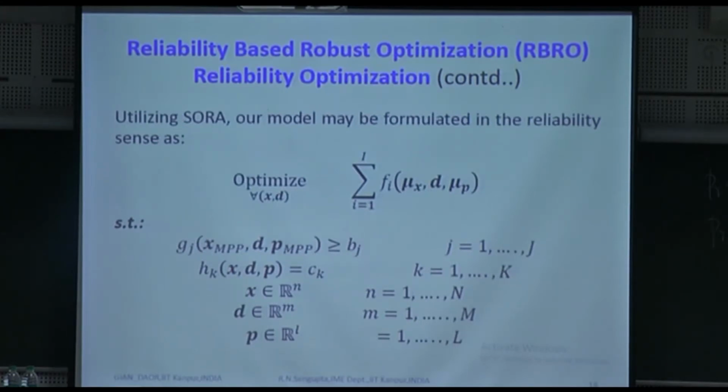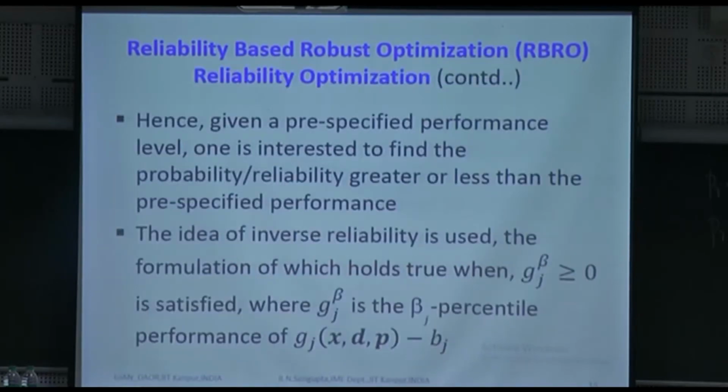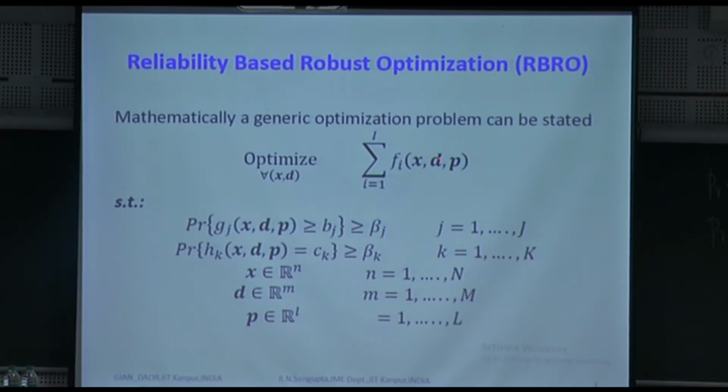Now, how you start out the problem is this. If you remember the initial problem, I'll note down where the changes are. In the initial problem, X is probabilistic, D is deterministic, and P is the set of parameters which are external, which are also probabilistic. So obviously X and P have some distribution, and similarly X and P would be in the constraints also.